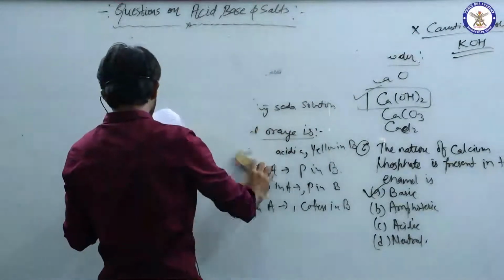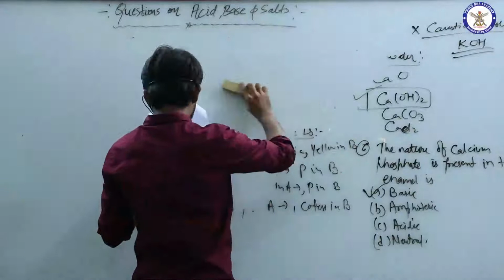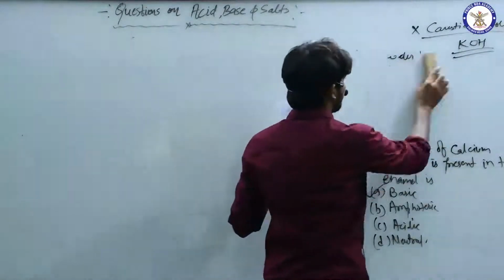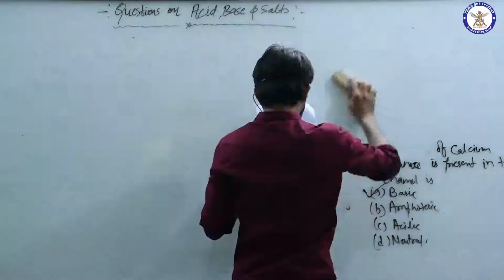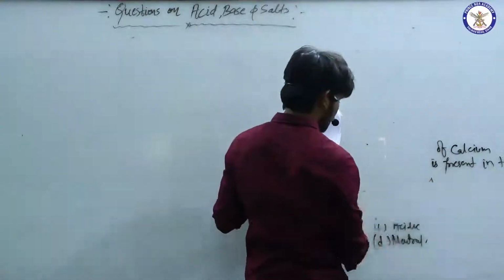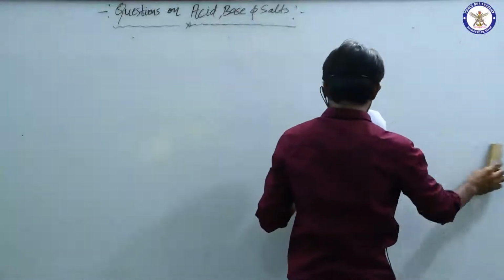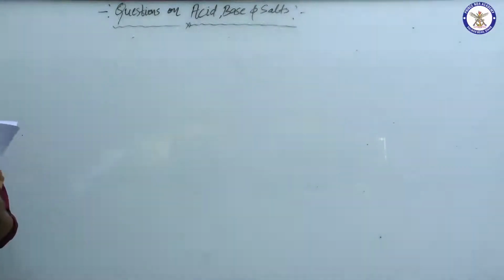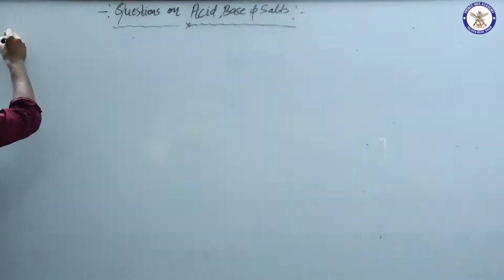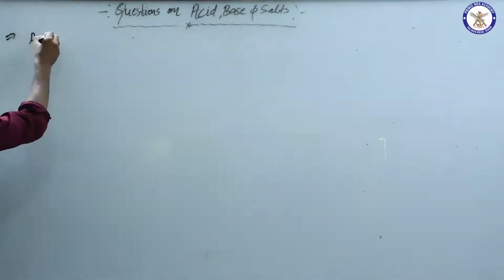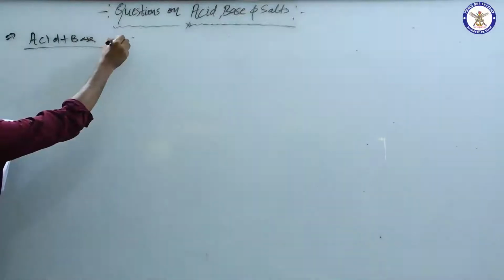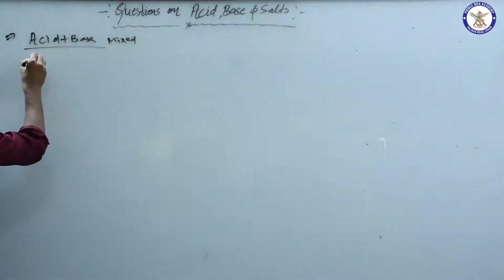The first option is temperature of solution decreases. Second one, temperature of solution increases. Third one, temperature of the solution remains the same. Fourth one, salt formation takes place. Note this. What is the next question? That is, if acid plus base is mixed, then what happens in a tube?